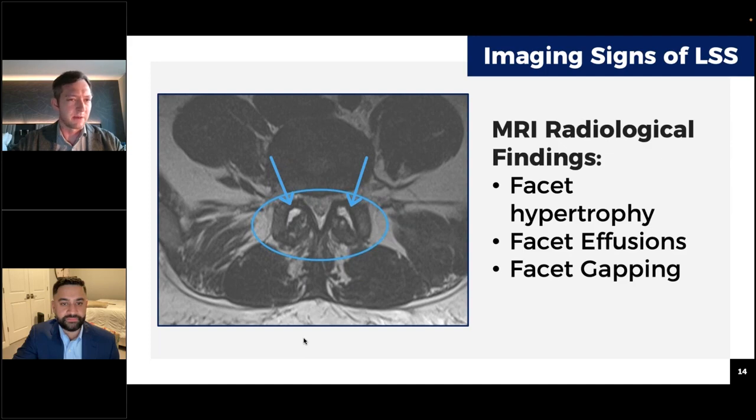And I would describe facet gapping as being 4 millimeters or more. Otherwise, we just kind of describe these as effusions.